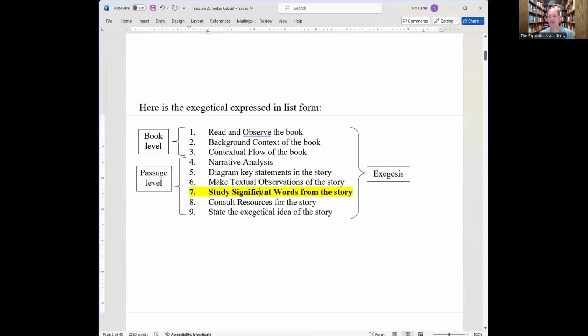That is the next step. After we diagram the passage, diagram the key statements in the story, and then make textual observations of those key statements, then we want to do significant words. So here is where you will look at individual words. And in this case, you're going to want to look at individual words from the whole story. All right, not just the verses you diagram, but anywhere in the story, there's going to be several words, I'm sure, that will require or benefit from word study.